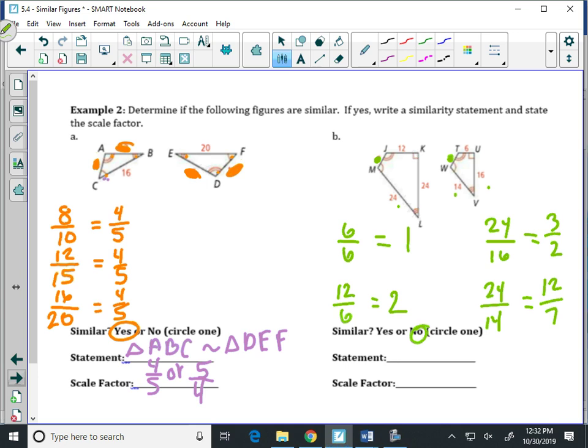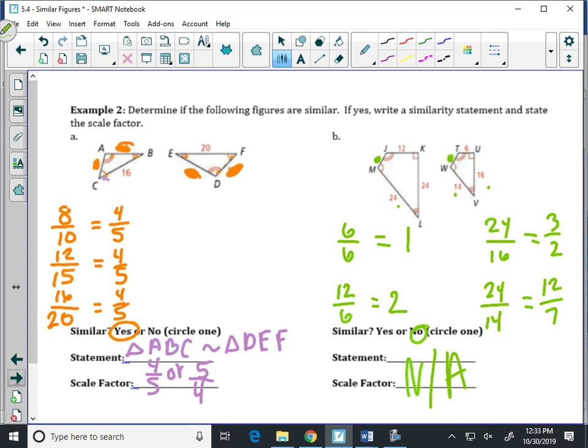So if it's not proportional or not similar, do we need to write a similarity statement? No, we can't because they're not similar. Do they have a scale factor? No. So leave them blank, or you can just write n/a. Not equal. They're not similar. Just circle no and move on.